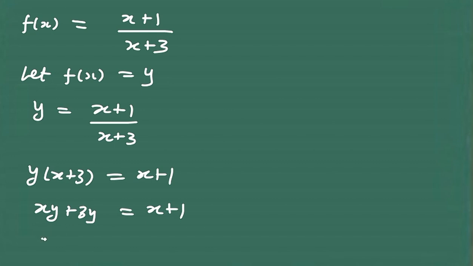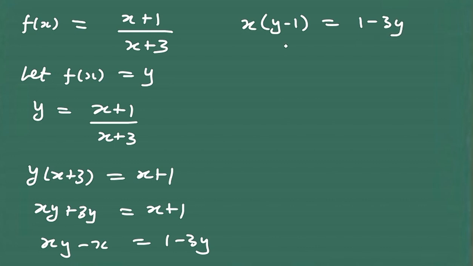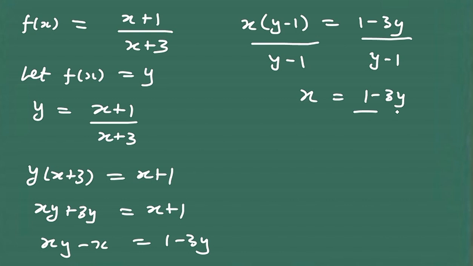So this is going to give us, isolating the variable, xy minus x equals 1 minus 3y. So this will be x outside, y minus 1 equals 1 minus 3y. And when we divide through by y minus 1, x will be equal to 1 minus 3y all divided by y minus 1.